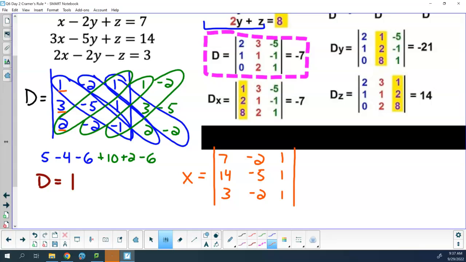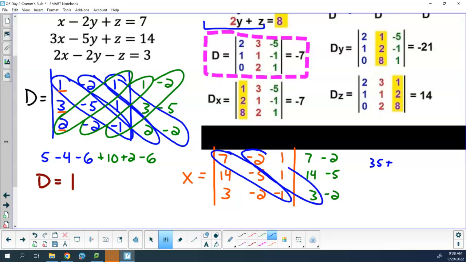Negative 1 on the bottom. Yep, negative 1. Okay? So here we go with this one. 7, negative 2, 14. Why do the numbers have to be so big? 3 and negative 2. All right, here we go. 7, 5, and negative 5 and negative 1 is going to be 35. 2, 1, and 3 is negative 6.